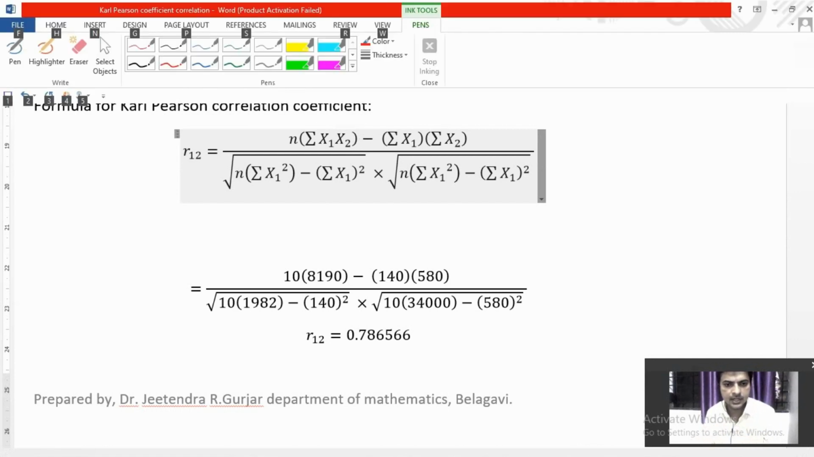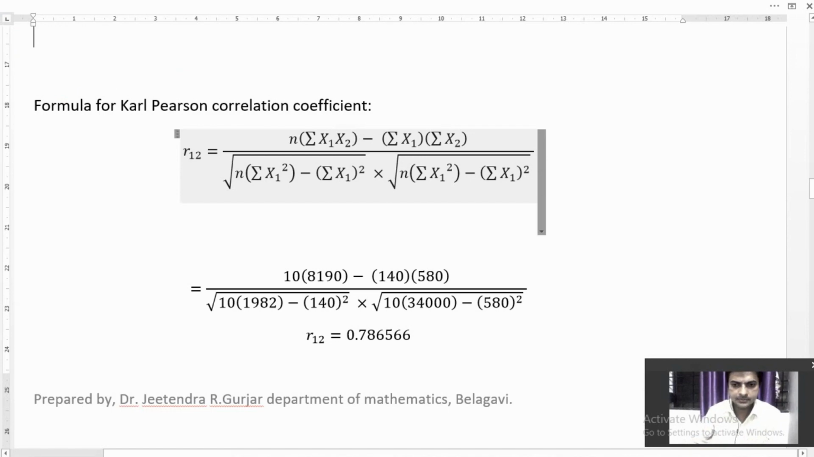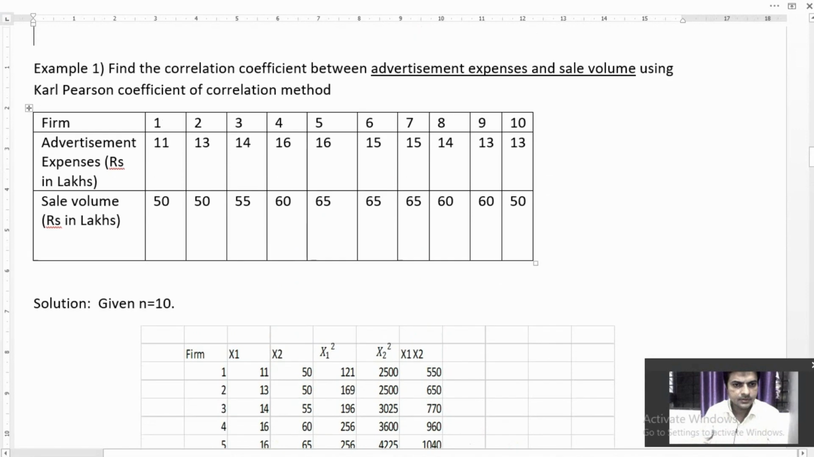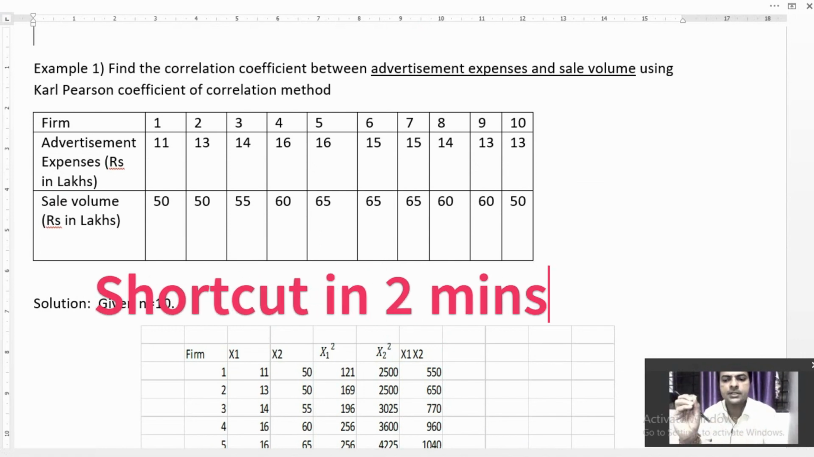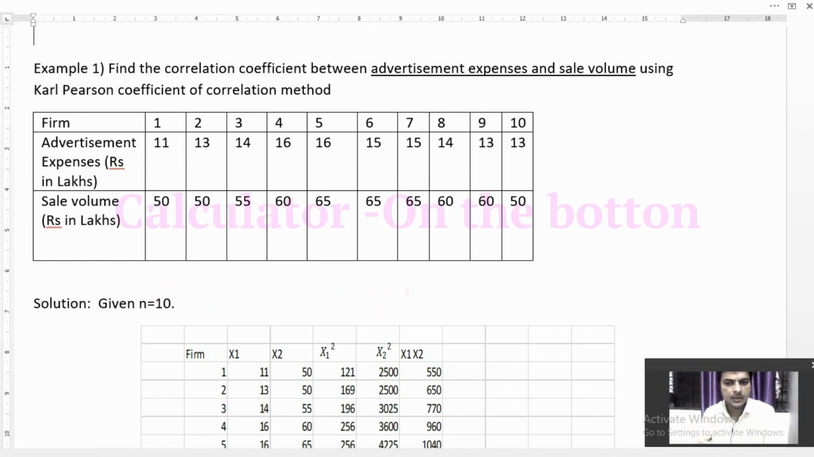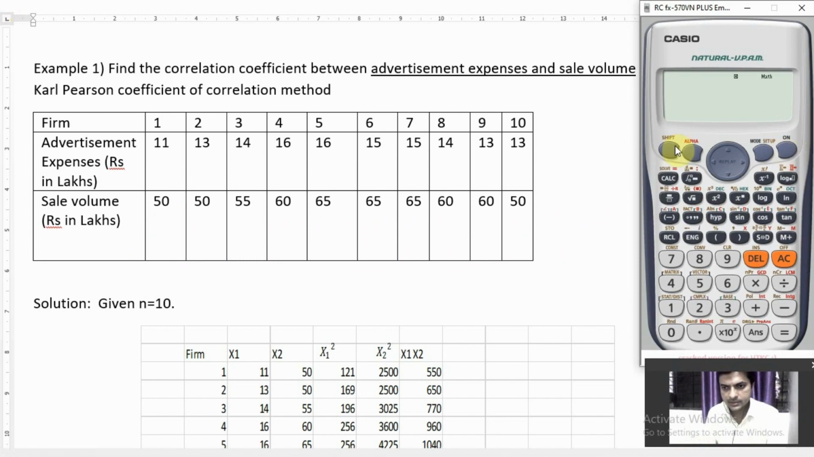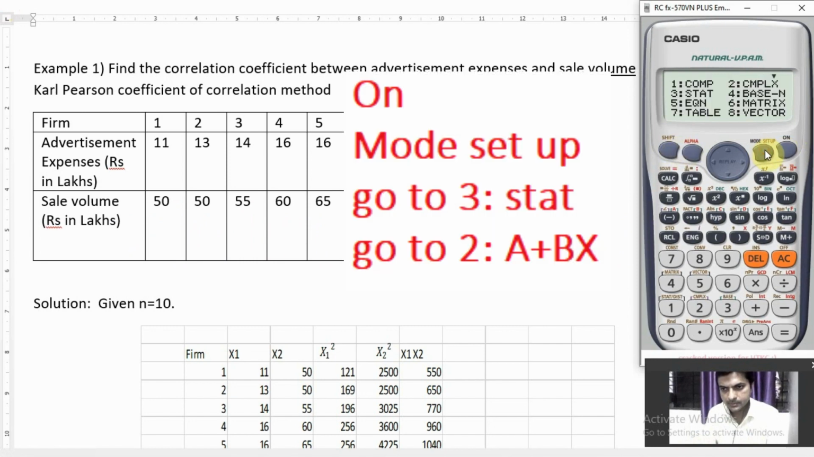So here I will start with the calculator and substitute all these values once again. So this is another way of solving the example. Same way I will verify the answer now. This is very important and a shortcut way to verify this answer within 2 minutes. The time starts now. I am going to take the calculator, go to the on and then shift, go to the mode setup, set up this statistics.